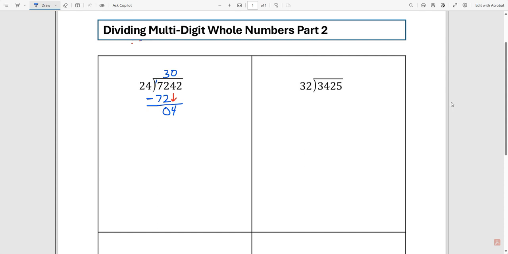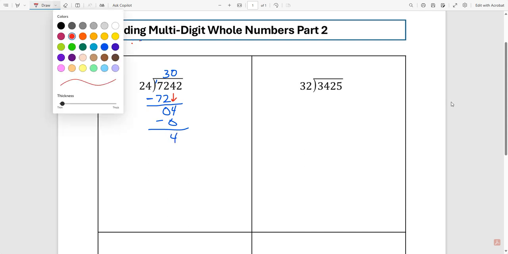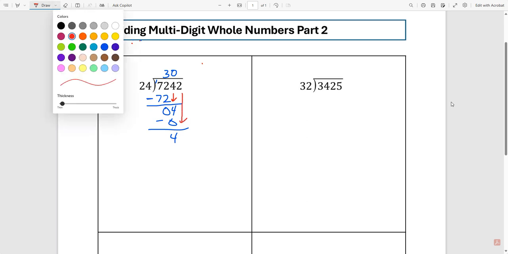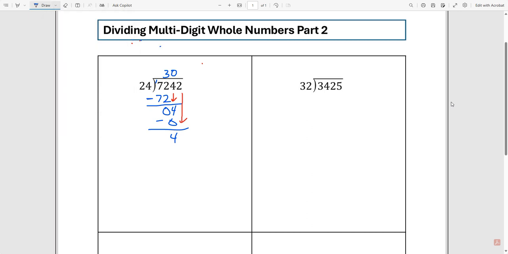Then we have 0 times 24, which is 0. We'll put that there. And 4 minus 0 is 4. Now we'll bring down the last number, which is the 2 here. Now we have 42, and so now we have 42 divided by 24.